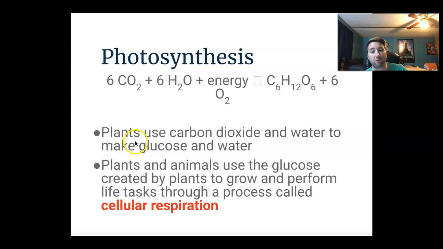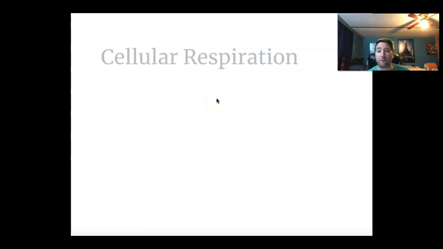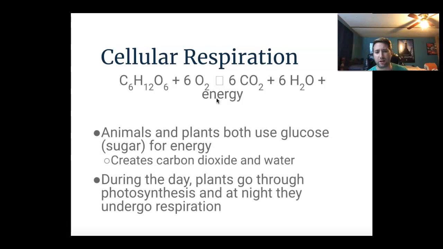Alright, so plants and animals use the glucose that has been created by plants to grow and perform life tasks. So plants are doing photosynthesis and cellular respiration. Cellular respiration is the opposite of photosynthesis. It's where you have the glucose plus oxygen, and you metabolize it or you burn it, and that's how you get CO2 and water. Alright, so this is cellular respiration. Again, we've got glucose plus O2 forming 6CO2, water, and energy. And the energy is in the form of whatever you're trying to do.